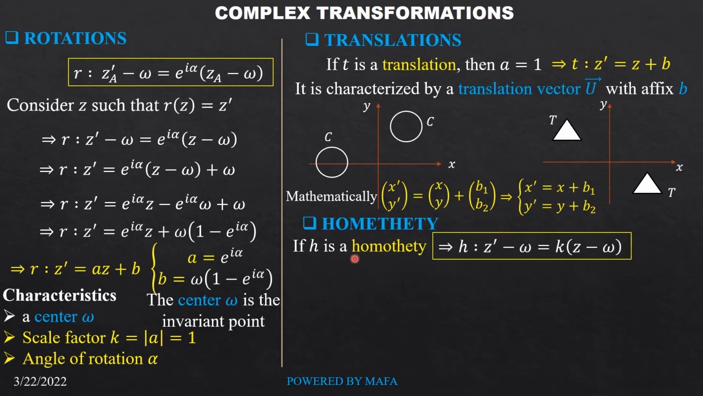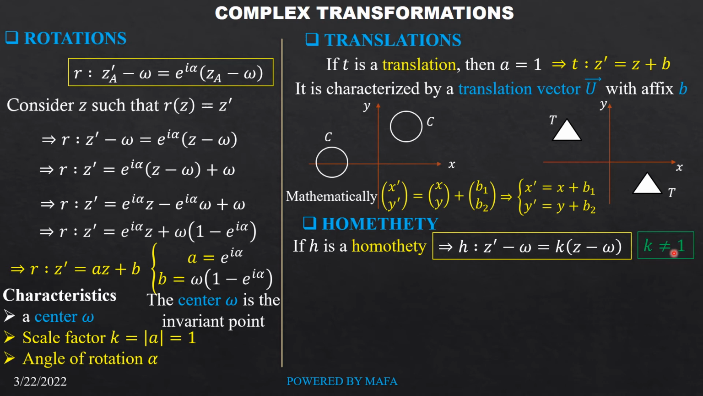If H is a homothety, it means that it is represented in this form: z prime minus omega is equal to k into z minus omega. So I am transforming the point z to the point z prime, and the transformation is said to be a homothety about a center which is omega. K is called the scale factor. We are going to see this geometrically, and my k is different from 1, because if k is equal to 1, it simply means that I have not changed the object actually.